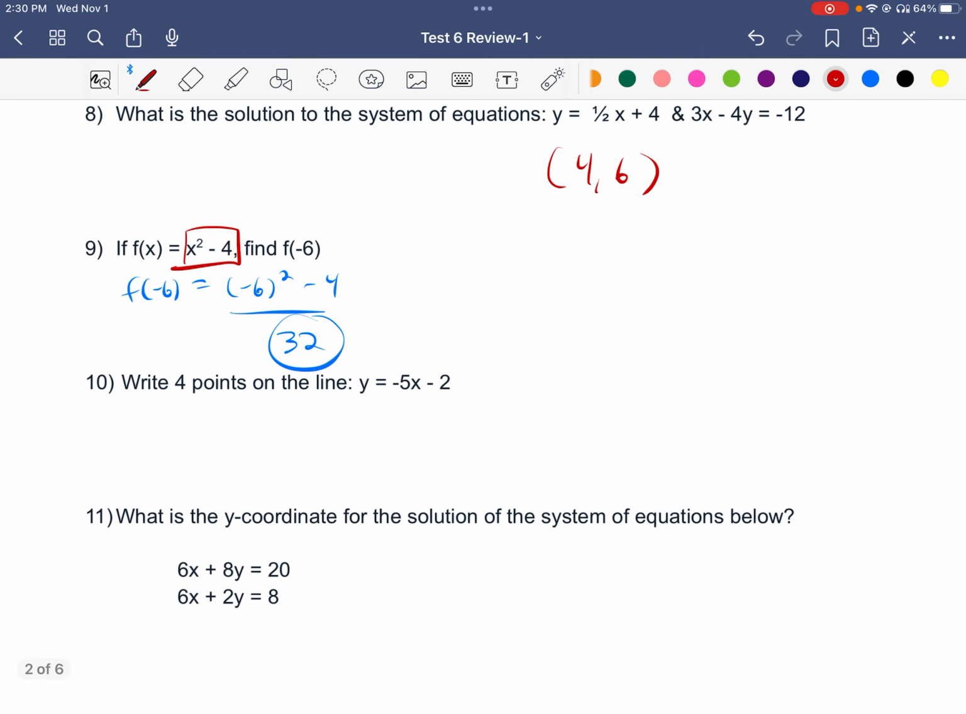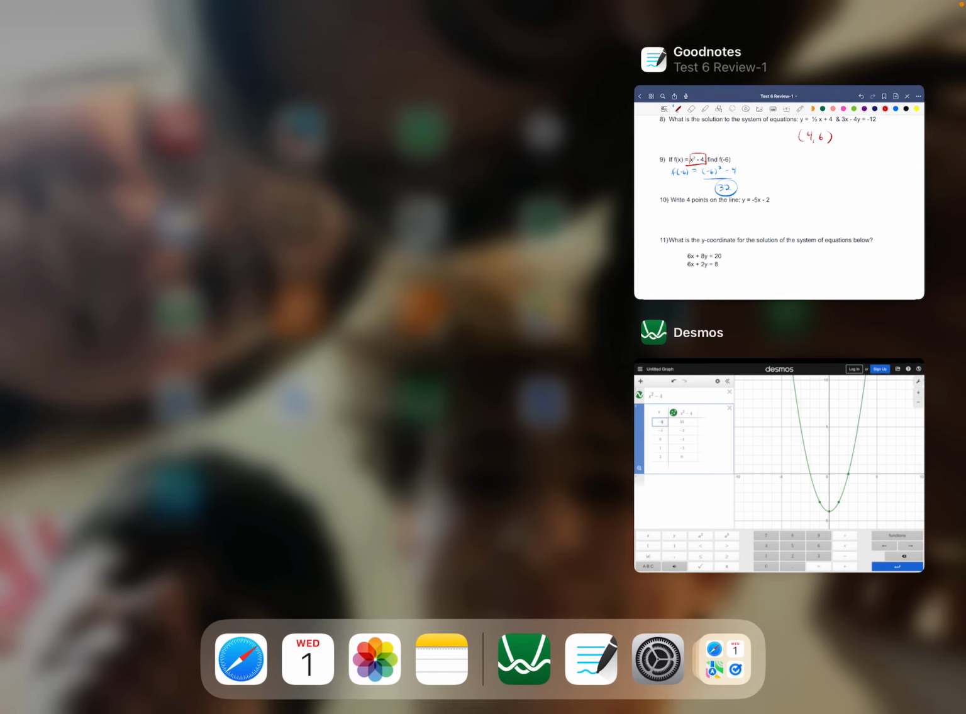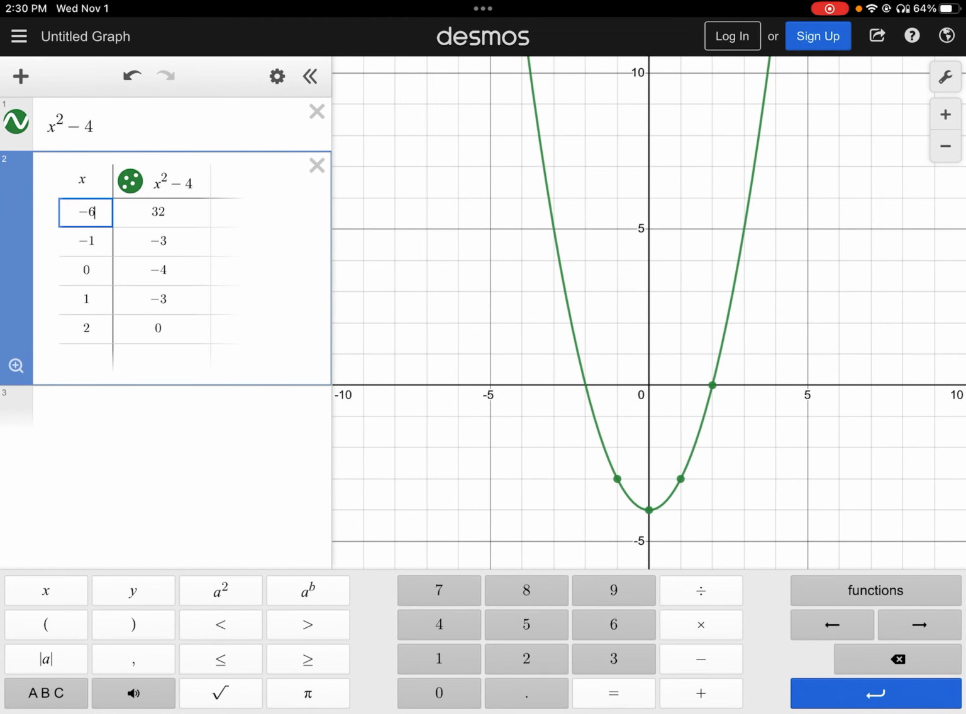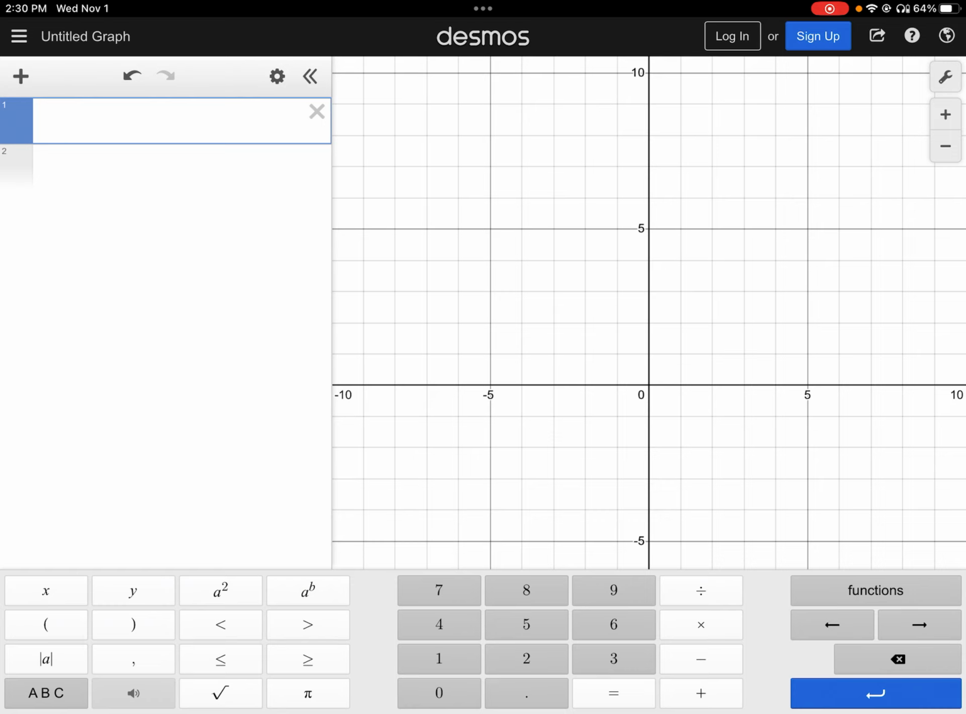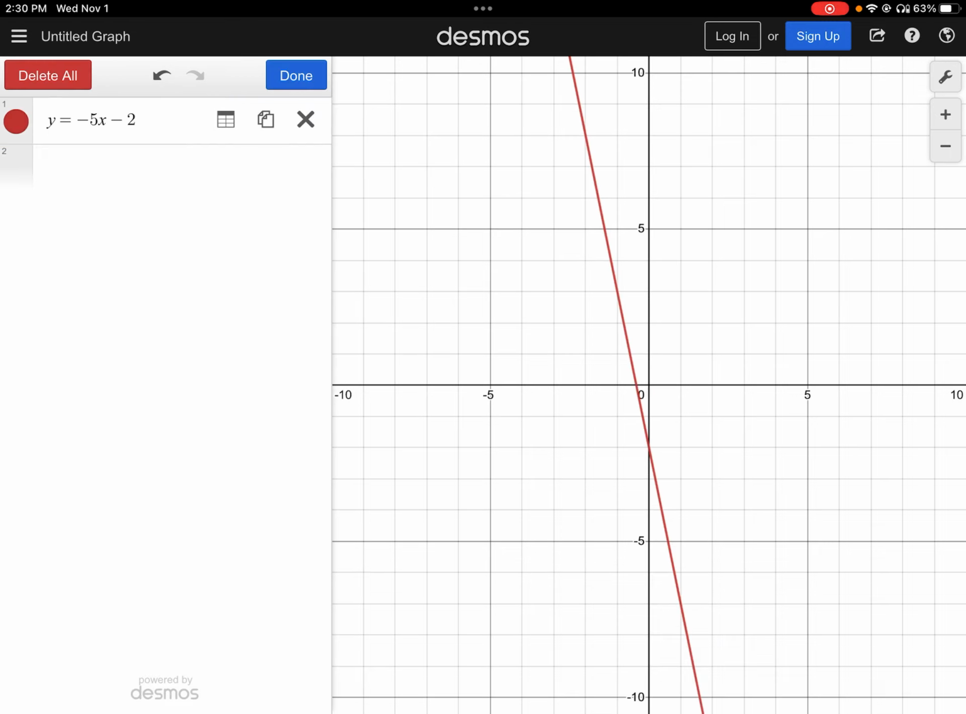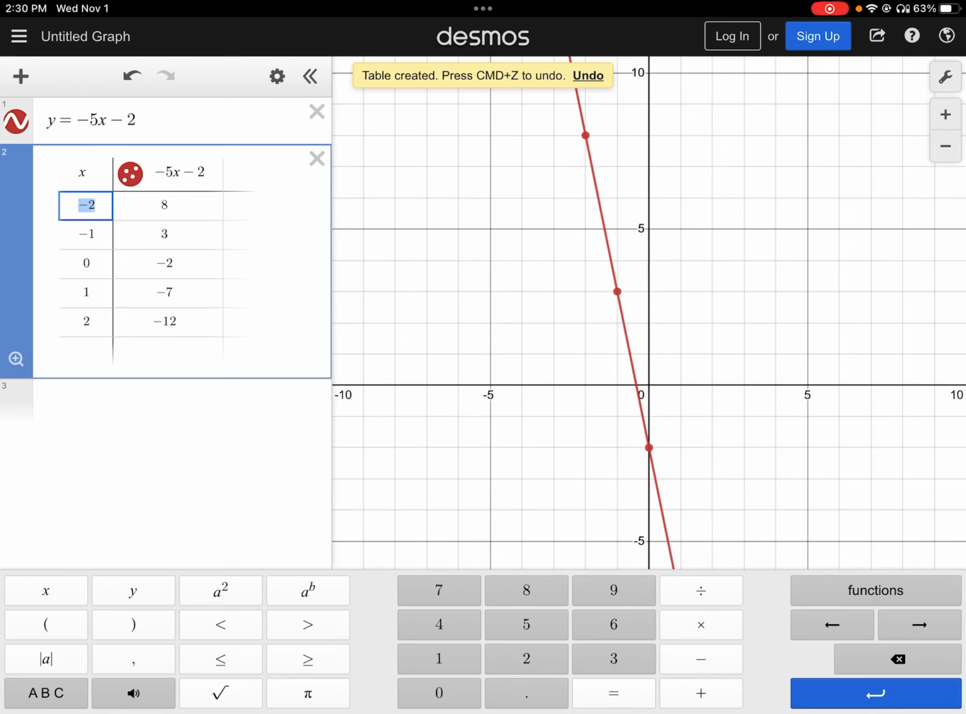Number 10, write 4 points on that line. We could do this by hand and plug in x values and get the y and make a point. That would work. We could also just type in the line again on Desmos here. So I'm going to type in y equals negative 5x minus 2. I would just go to the table, understand that those are all points.